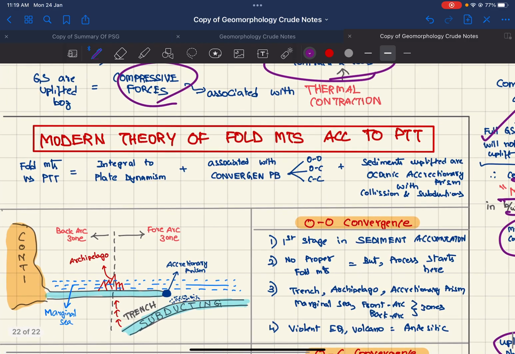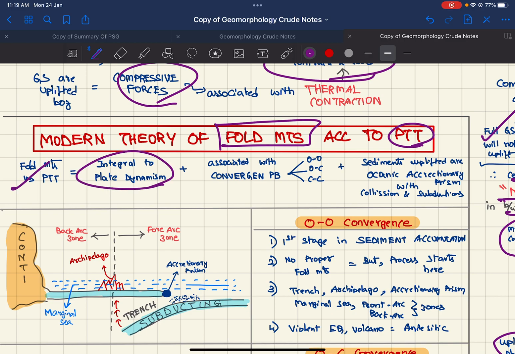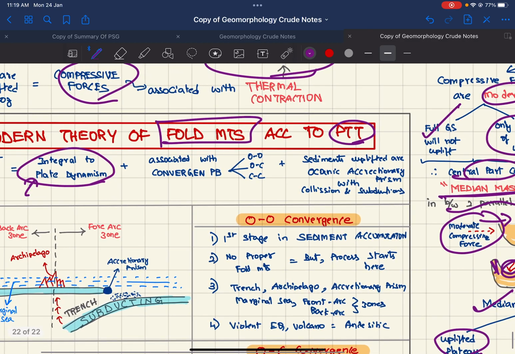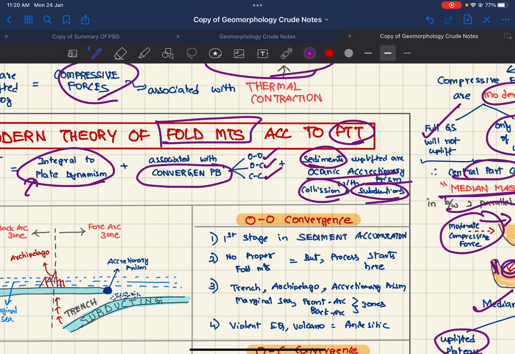Now, the modern theory of plate tectonics explains the origin of fold mountains. As fold mountains are integral to plate dynamism, so they are related to how the plates dynamically change, and these are associated with the convergent plate boundaries. So there can be three types: OO, OC, and CC. The sediments uplifted are of the ocean accretion prism, and they are associated with collision and subduction of the plates.